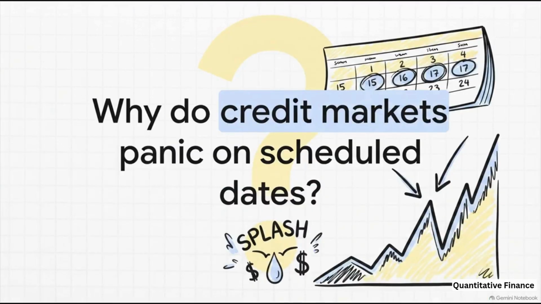So here's the million-dollar question, literally. Why do credit markets so frequently panic or experience these massive spread widenings on dates we have literally had circled on our calendars for months? The hard truth is that traditional finance models are fundamentally ill-equipped to handle scheduled events. They either treat information as a smooth, continuous drip, or they treat market shocks as total surprises that fall entirely out of the blue. But real life just doesn't work that way.